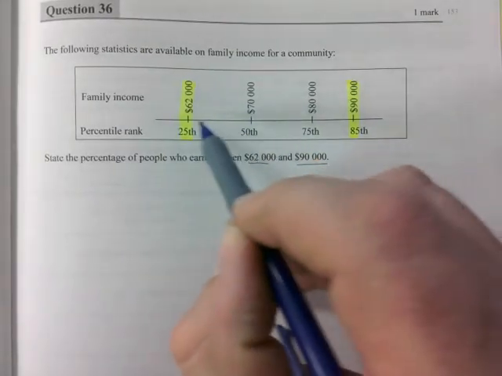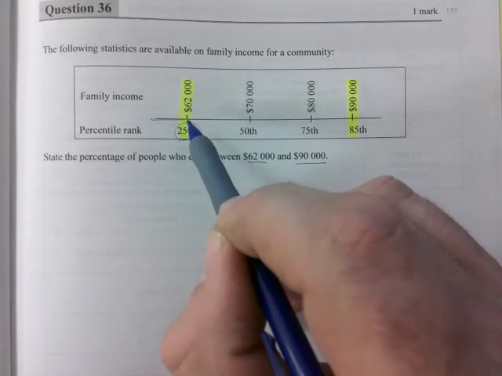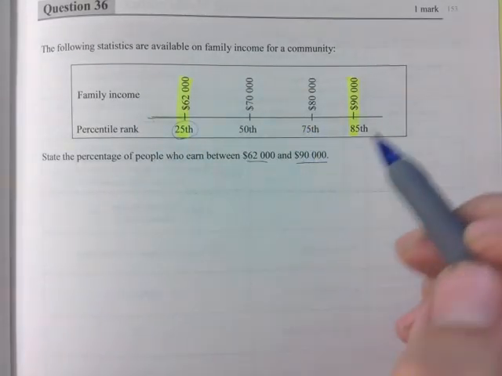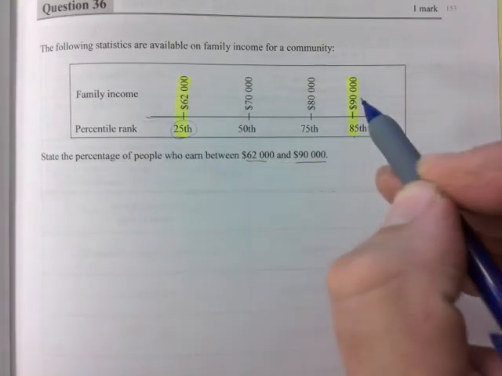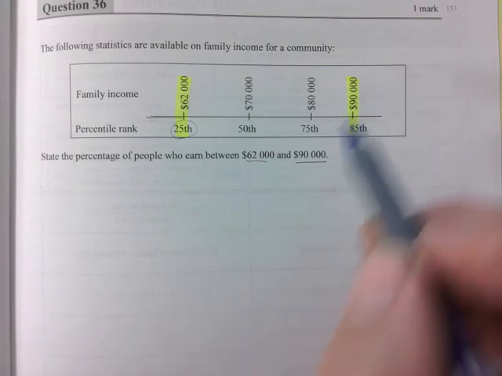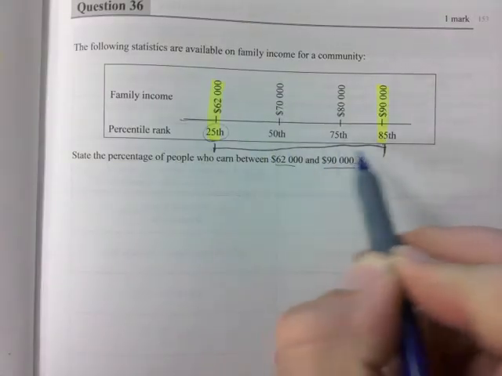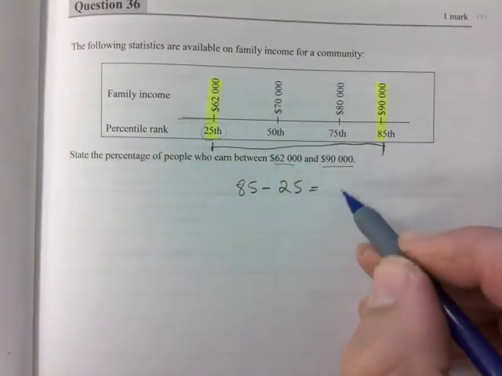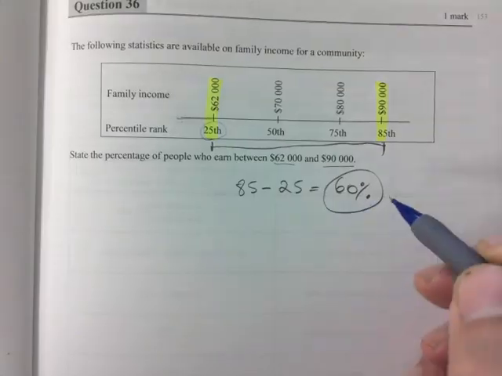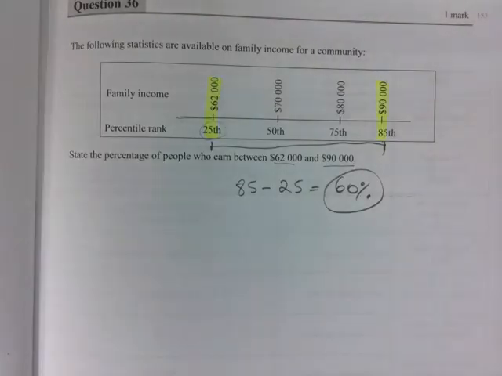And it makes sense, right? If you make a lower income, there's fewer. 25th percentile means 25% of families earn less than you. Okay? 85th percentile means 85% of families earn less than you, and that puts you at 90,000. So they want to know people in between. So between here and here, what percentage is in between there? And all you need to do is go 85 minus 25, and that'd be 60% of people are found in between those two incomes. Okay, so over half of incomes are in between those two.